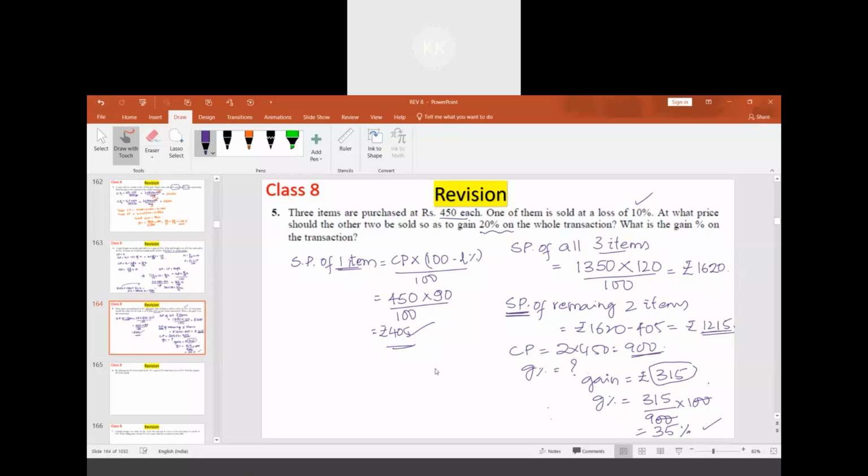Is this clear? Sir, they asked the gain percent on the whole transaction, sir. Only you find it on two items, sir. We have to do it on the whole transaction. 1620 minus 1350, divided by 1350 into 100. Is it like that?